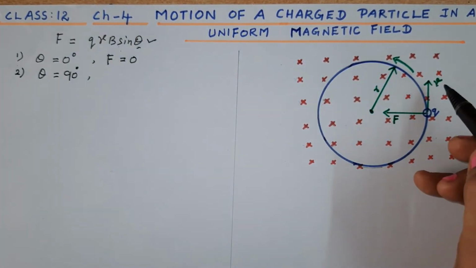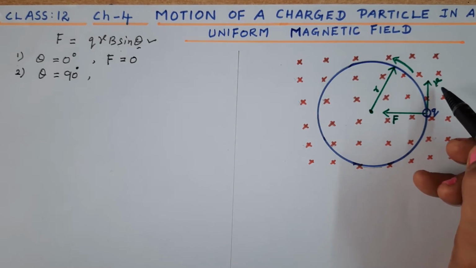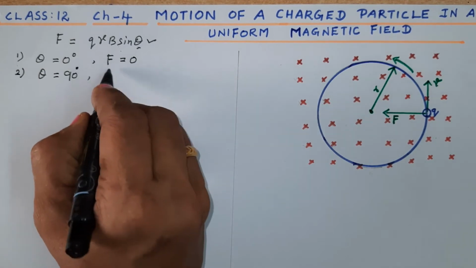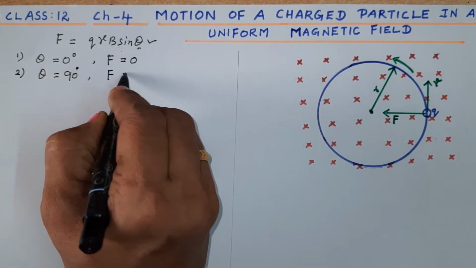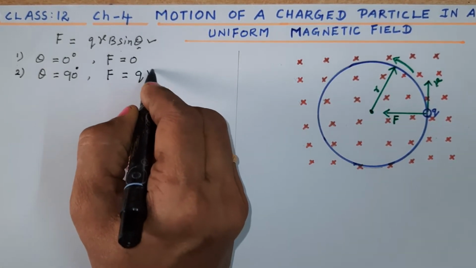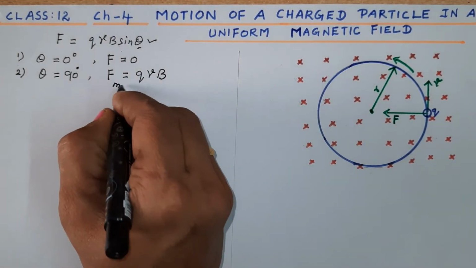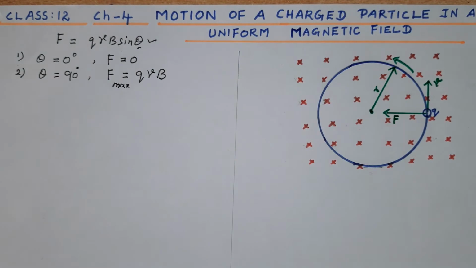And in the second case, if theta is equal to 90 degrees, that means the velocity is perpendicular to the magnetic field. Then the force QVB sin theta is going to be the maximum force, that is equivalent to QVB. At this stage, we say it is a maximum force.